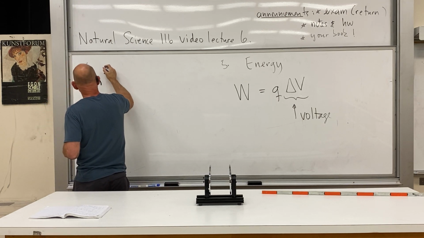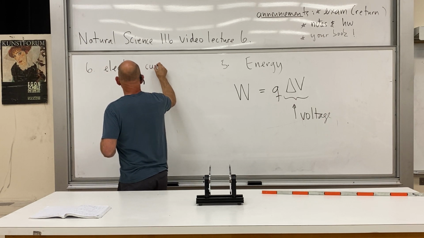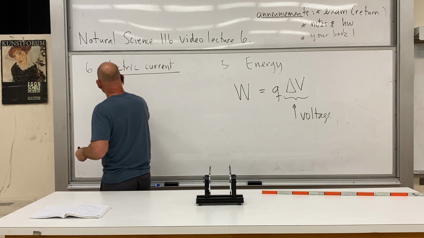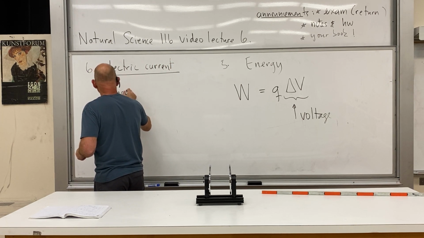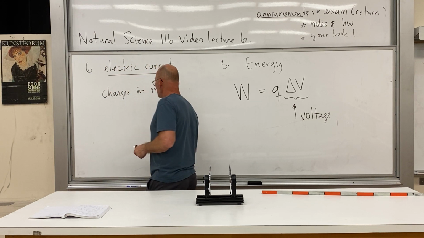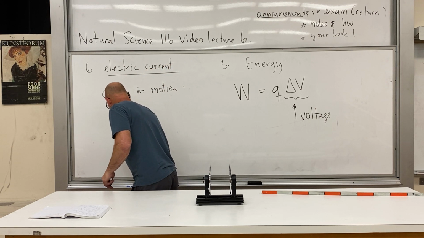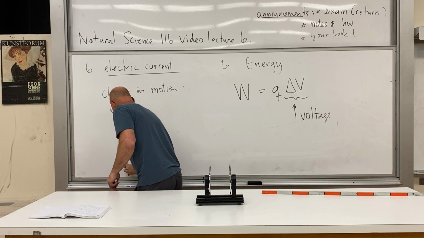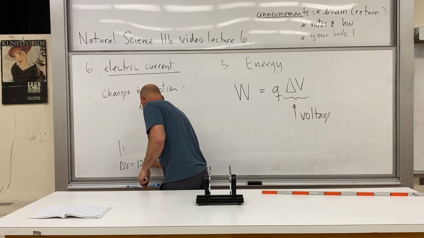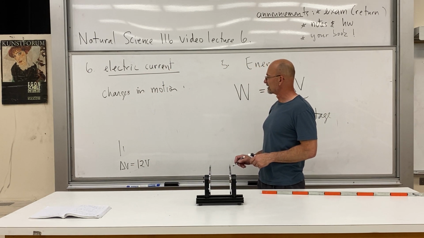6, I'm going to talk about electric current. And electric current is charges, electric charges in motion. And I'm going to draw a circuit. So let's imagine we have that battery here. And I'll say delta V is equal to 12 volts. For example, that would be a car battery. Delta V is equal to 12 volts. Okay, we've got a car battery there.